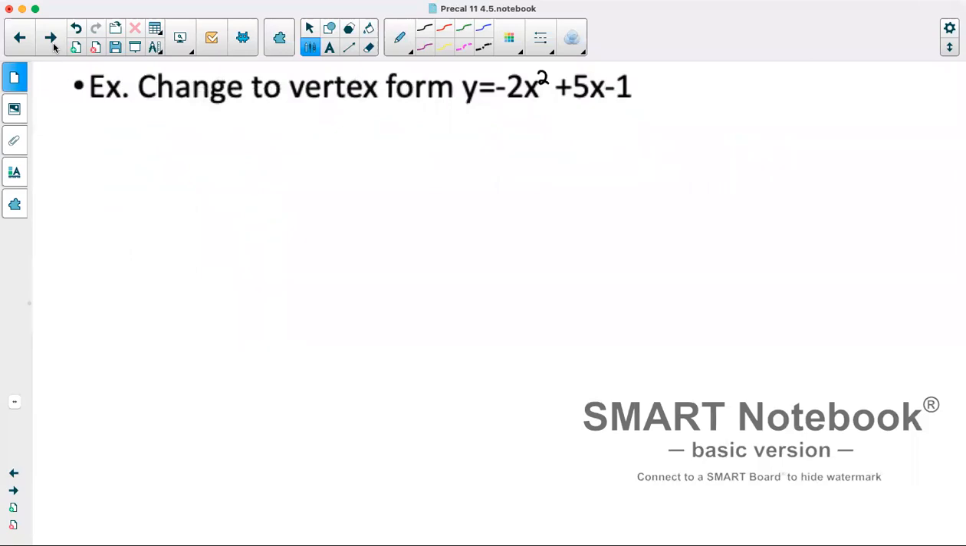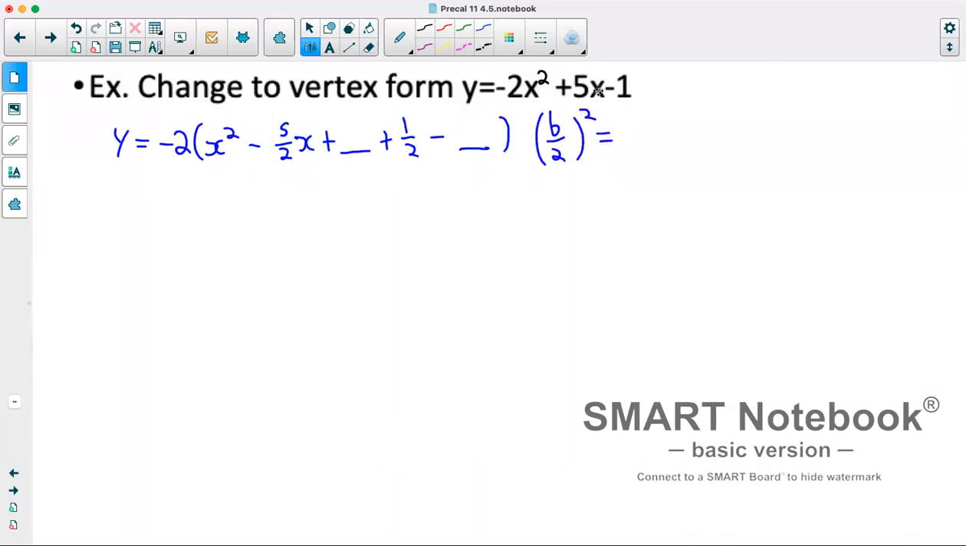Okay, one last example. Change to vertex form and we have y is equal to negative 2x squared plus 5x minus 1. So we'll factor out the negative 2. We have negative 2 times x squared. We can't divide 5 without getting a decimal, so we'll leave it as a fraction. So we'd have minus 5 over 2 x plus a blank, plus 1/2 minus a blank. And then do our b over 2 squared.